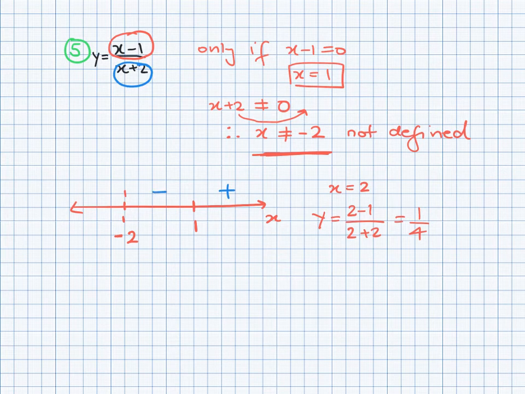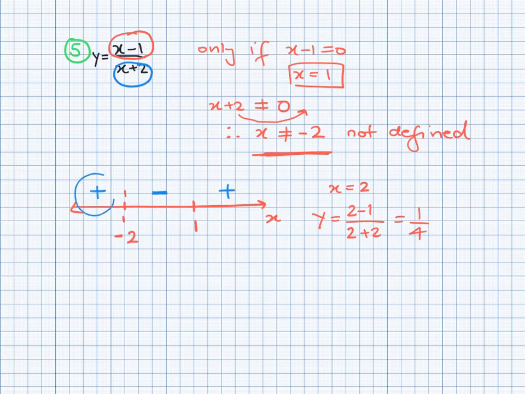Here should be negative. I'm going to choose 0 because 0 is in between. It's easier to calculate. 0 take away 1, it's negative. 0 plus 1 is positive. Negative over positive is going to give me what? Negative, that's correct. And we're going to have positive here.